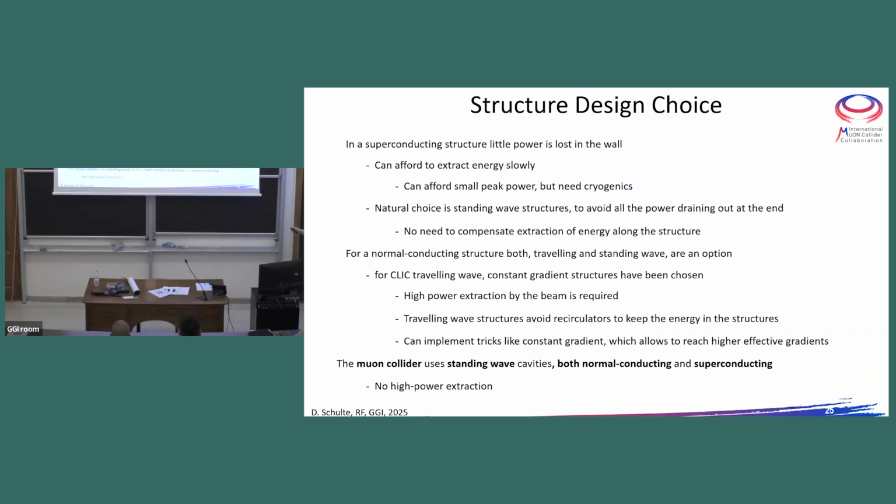Normal conducting, you can use traveling or standing wave. For CLIC, for linacs, typically it's traveling wave because it's cheaper, easier, and you have a very high beam current to extract energy, but it can also be standing wave. If it's traveling wave, you can taper the structure to compensate for the energy reduction along the structure. So you give it a smaller aperture at the end, so you get more field out of that. For the muon collider, we have only standing wave in normal conducting and superconducting versions.